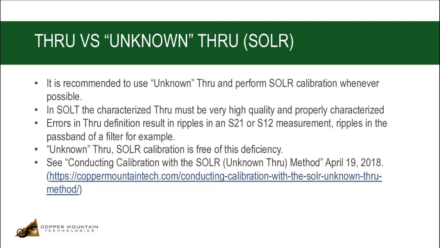I won't be able to show it here precisely, but when I attached this through and then chose unknown through, the VNA measured the through and determined what the delay was by finding out where the phase is flat. So it increases the delay more and more until the phase becomes flat, or the effective delay is zero, if you like. And at that point, the through has been basically characterized by the VNA. It uses that delay rather than one that you give it, and then it performs the calibration.